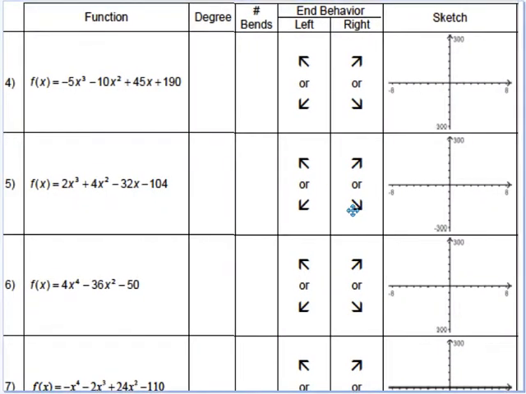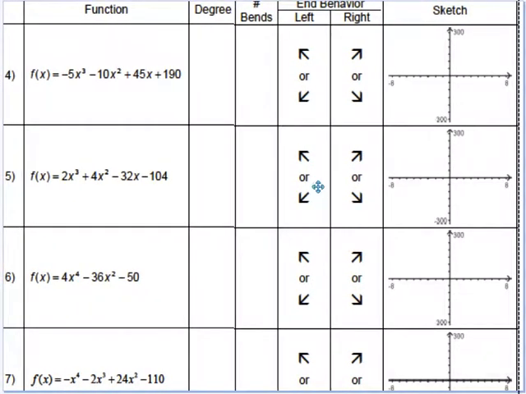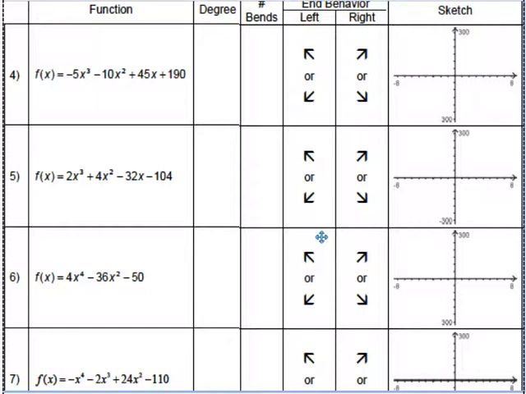I do want to look at one more. Let's do number 4. Let's look at number 4. Our degree is 3. So in this column, you put the 3 because that's your highest exponent. If the degree is 3, that means I can have as many as 2 bends.